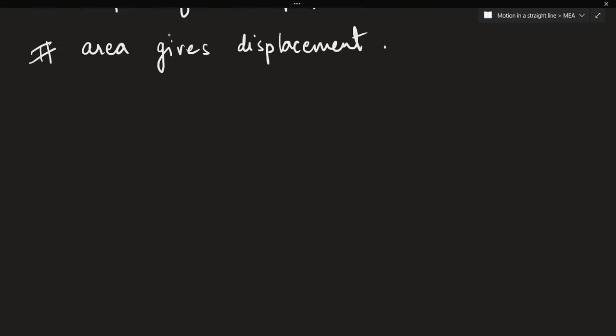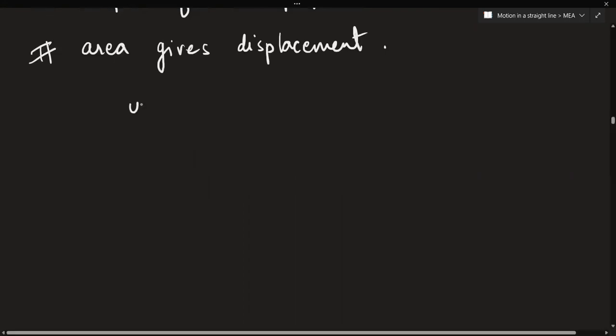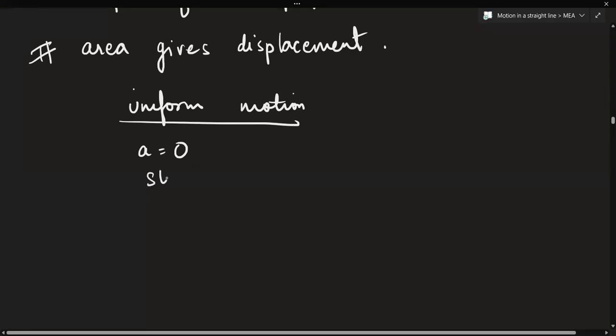Now see, velocity versus time, if you have uniform motion. The rest of the basics remain the same. If it's a case of uniform motion and you want to find the velocity versus time graph, uniform motion means acceleration is 0. So acceleration is 0, it means slope will be 0. And in the last class we have studied what the graph is for a 0 slope.